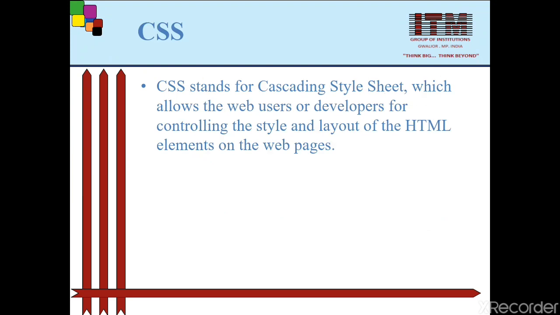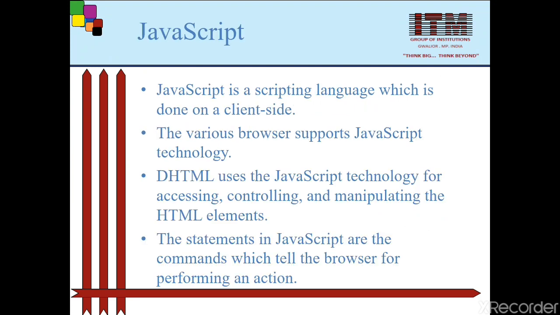Second is CSS. CSS stands for cascading style sheet, which allows web users or developers to control the style and layout of the HTML elements on the web pages. In CSS, there are also different types of styles or different types of selectors. By using its property and its value, we can apply it on the web pages and we can change the style of the web page.